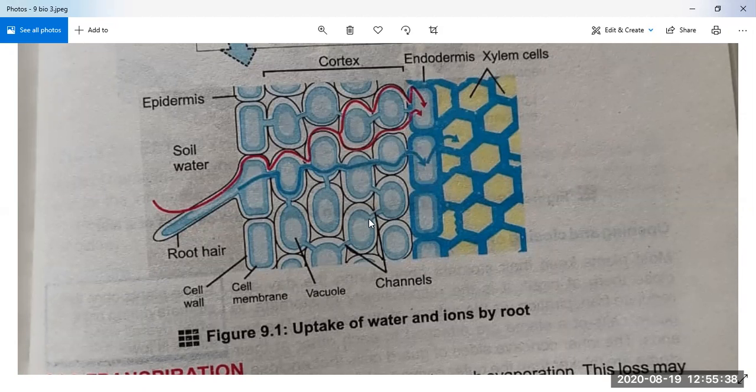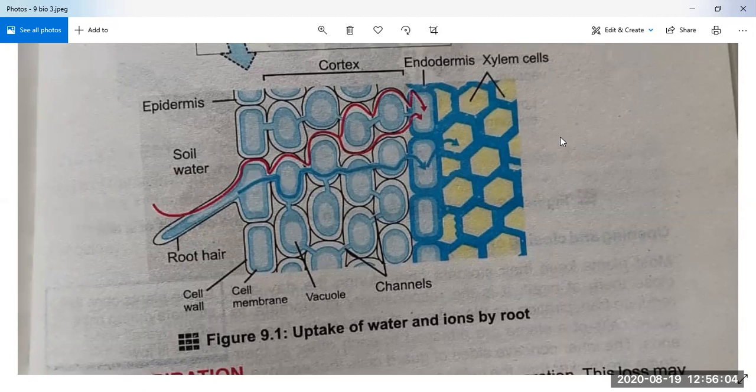You can also see where it is given. These are called channels. Okay, and inside the cell there is a large vacuole. You can also see, and all cells have a cell membrane along with it. Okay, and this is called the nucleus, and this is called the soil. Okay, so because of that, these all are connected with each other.